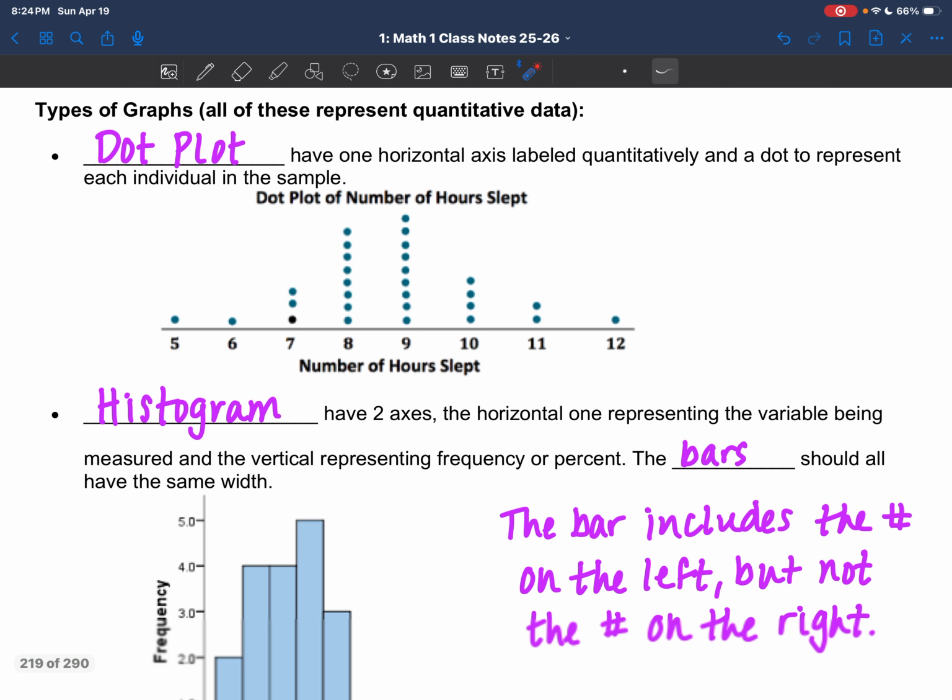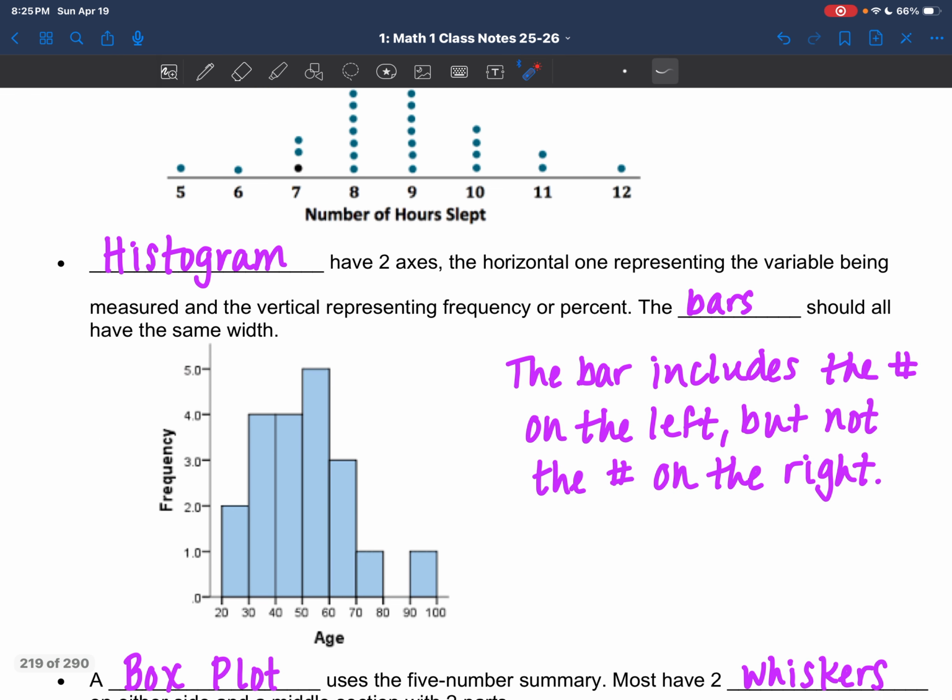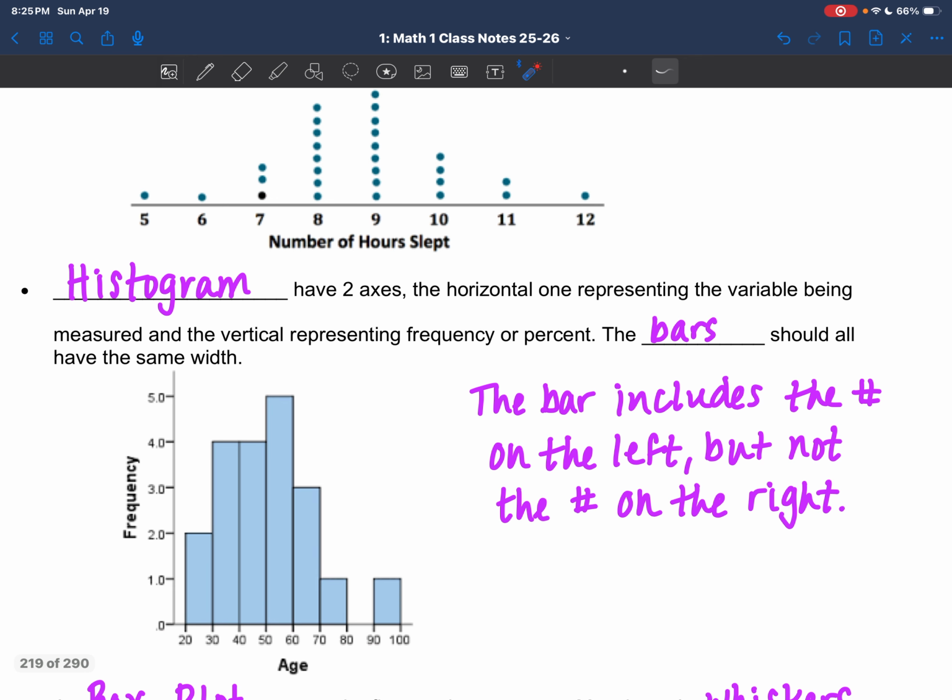All right, the next one is a histogram. So histograms have 2 axes, the horizontal, which represents the variable being measured, and the vertical, which represents frequency or percent. So the bars should all have the same width. So they should all be the same width here. I'm not going to have all different lengths.